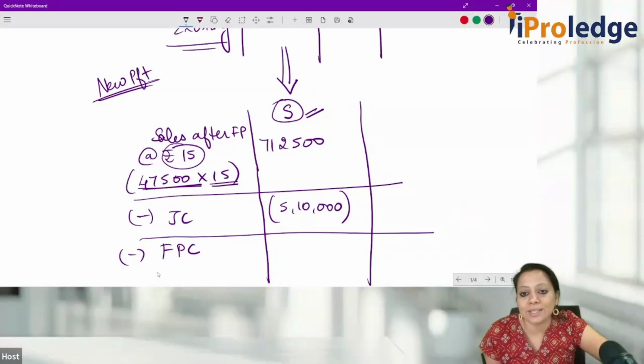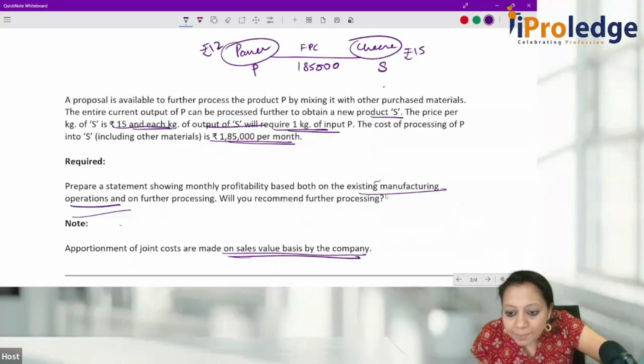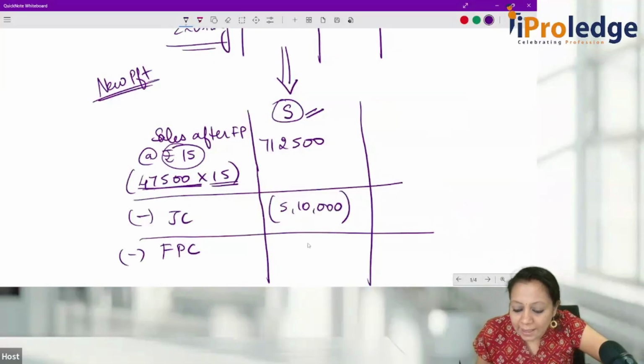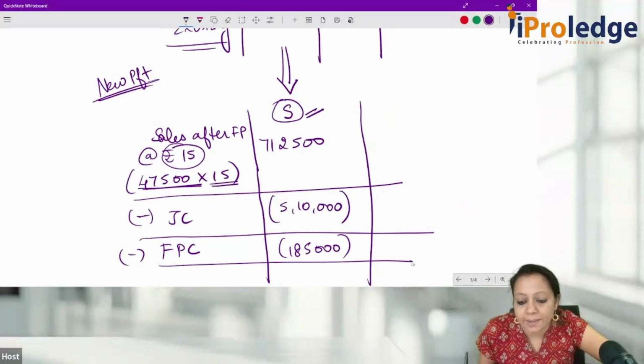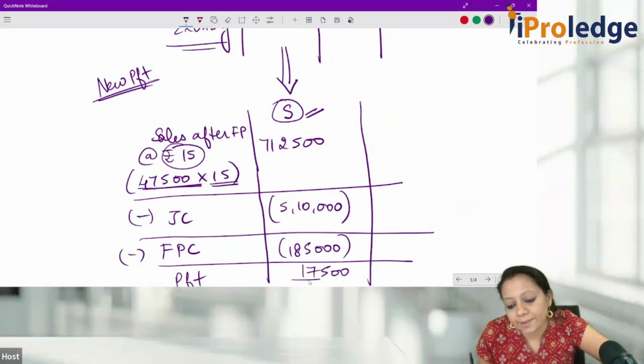Further processing cost is given in the question. It is 1 lakh 85,000. That also we will now subtract. Now we will find out the profit. We are getting 17,500.